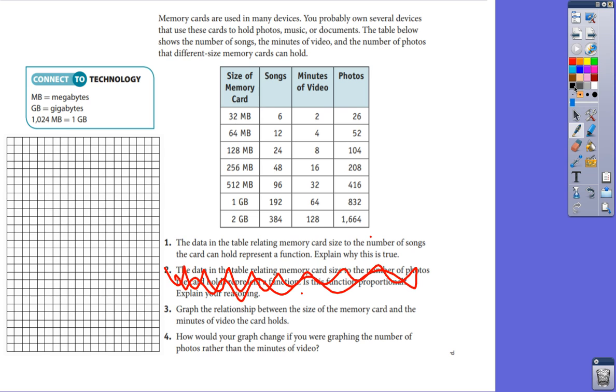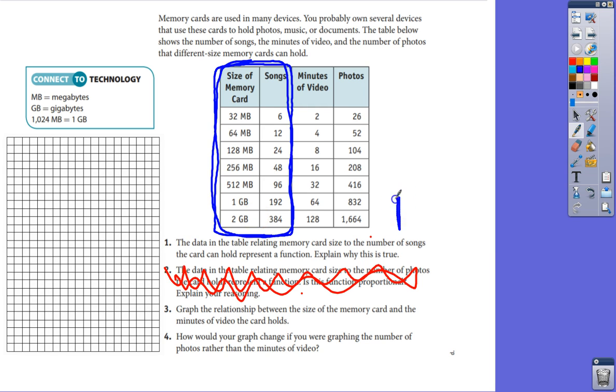So what that basically means is when we look at this, we know that if our x's repeat, they're cheating, then it can't be a function because for every input, there's only one output. It's saying our input is going to be the size of the memory. And the reason that we know that is because it comes first, memory card size. All right, so we're looking at this column here and we're seeing if we see any repeats. So we've got 32, 64, 128, 256, 512, 1 gigabyte, and 2 gigabyte. All right, so we see that it doesn't repeat.